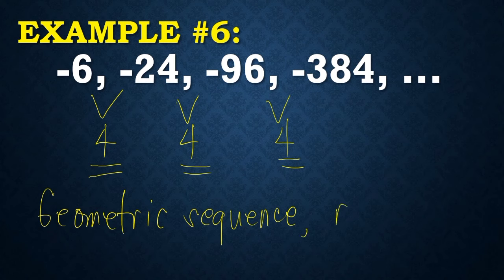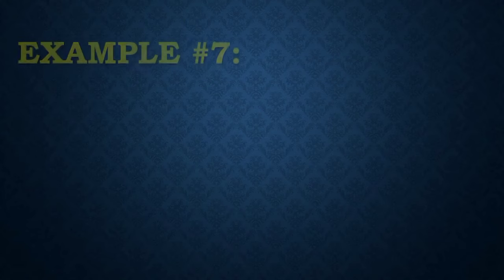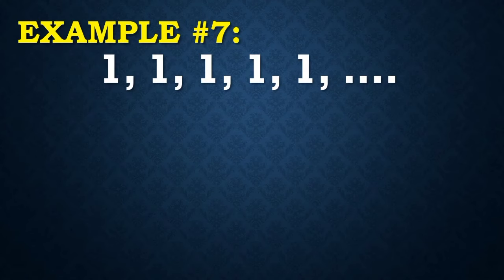And then, our common ratio is 4. So, for our next example, kung mapapansin nyo, yung mga terms ng given sequence natin ay puro 1. So, kapag dinivide natin yung second term sa first term, third term sa second term, puro 1 ang ating makukuha. Automatically, this is a geometric sequence. Okay. So, kapag pare-pareho yung mga terms, makakakuha tayo ng common ratio. So, automatically, this is a geometric sequence.